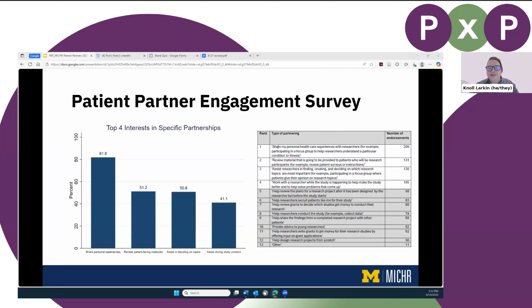We also wanted to gather some quantitative data. So we wanted to get a sense of what is the average patient's thought on engagement. A lot of research out there interviews people that are already patient partners. So we wanted to see, let's do a random sample of patients at the University of Michigan Hospital to see what's their interest in being a patient partner. What are their barriers and preferences in partnering? So we sent out a survey to 2,000 randomly selected patients last year.